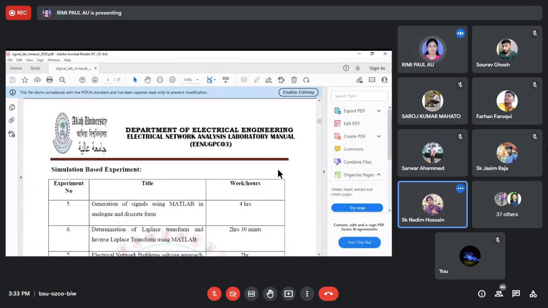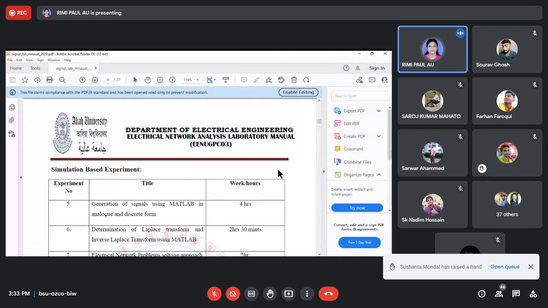Yes, exactly. You take an A4 sheet and write using your pen, and then you make it an image file or PDF file, and you have to submit the PDF file, and this hard copy you will also have to submit.